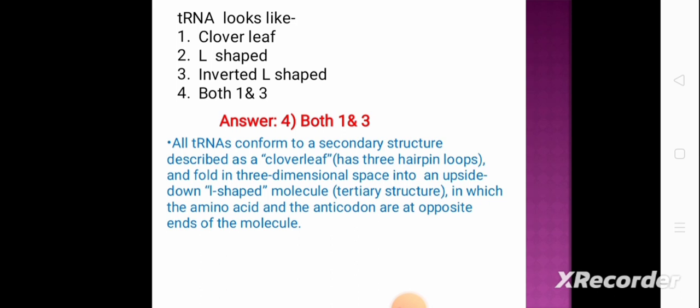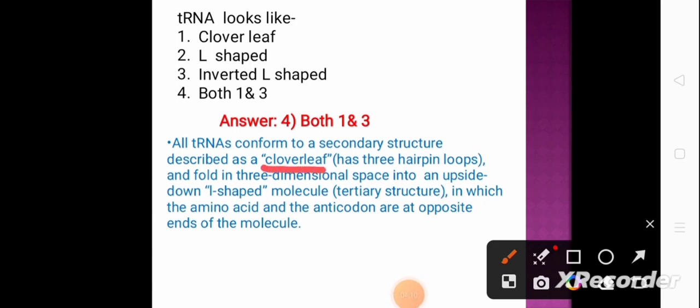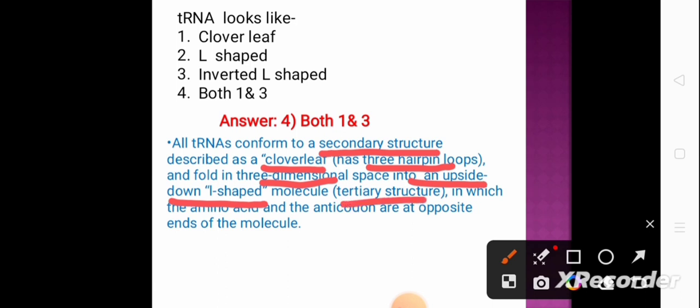Now all tRNAs conform to a secondary structure described as a clover leaf. This clover leaf structure has 3 hairpin loops. And it is again folded in 3-dimensional space into an upside down L-shaped molecule, that is the tertiary structure. So the tertiary structure of the tRNA is inverted L-shaped, whereas the secondary structure of tRNA is a clover leaf structure.